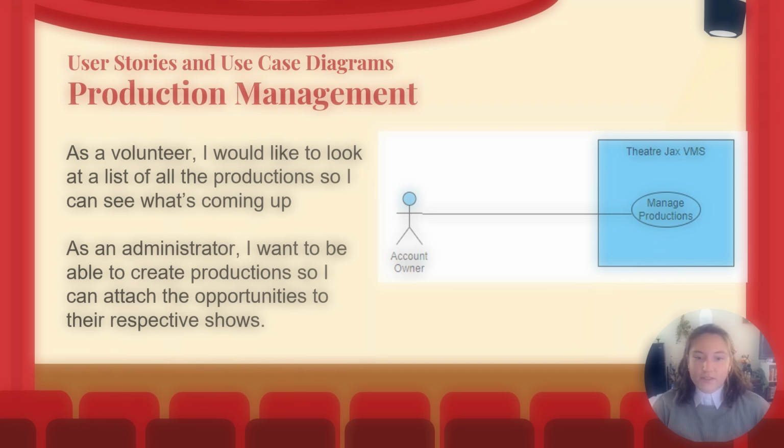The user stories are as follows. As a volunteer, I would like to look at a list of all the productions so I can see what's coming up. And as an administrator, I want to be able to create productions so I can attach the opportunities to their respective shows. And you can see the use case diagram here on the right.